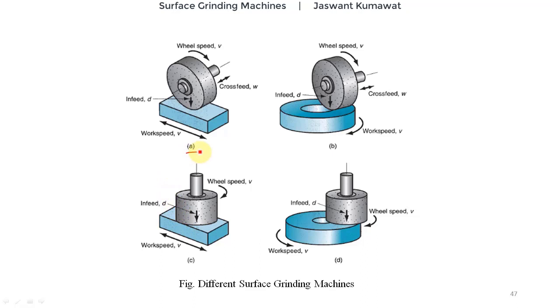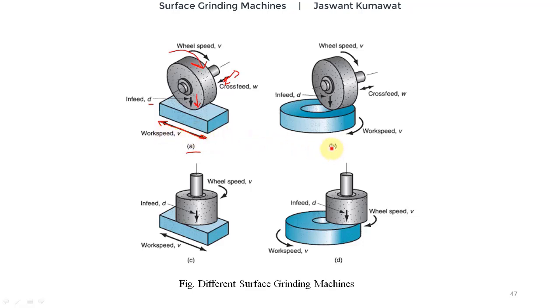This diagram shows the horizontal type with reciprocating table grinding machine. Here the spindle of grinding wheel is horizontal while the table reciprocates to give motion to work. Here the work is rotated and also given cross feed. The grinding wheel is also given in feed for depth of cut, while work reciprocates to give work speed.